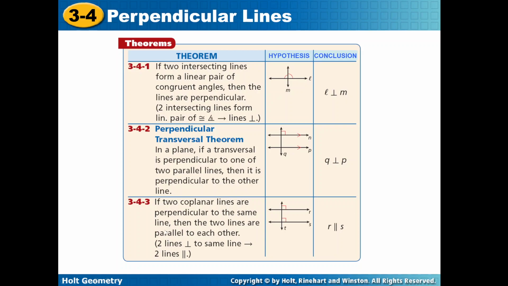Theorem 3-4-3: if two coplanar lines are perpendicular to the same line, then the two lines are parallel to each other. So if two lines are perpendicular to the same line, then those two lines are parallel. Again, that's one of the methods we talked about earlier. Hypothesis and conclusion.